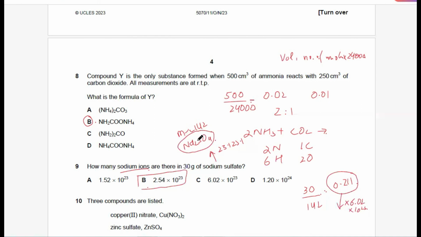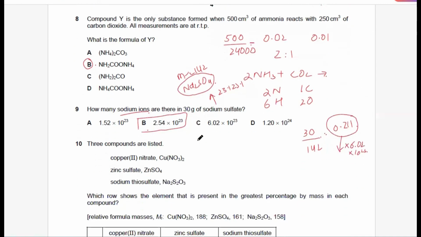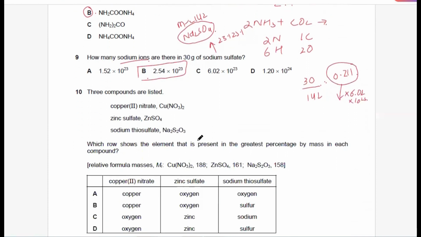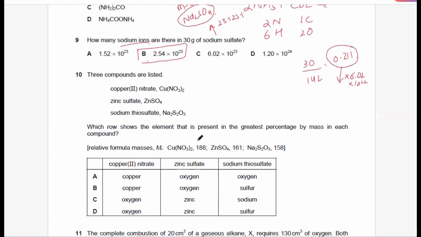Now for the next question, question number 10. 3 compounds are listed: copper 2 nitrate, zinc sulfate, and sodium thiosulfate. Which row shows the element that is present in the greatest percentage by mass in each compound? Here the MRs are given. Now you can find out from the MR which one contains the greatest.